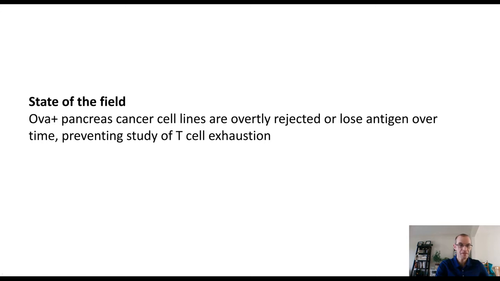So in the basic immunology field, which is where I work, mouse models, there is an ovalbumin positive pancreas cancer cell line that has been made. However, these tumor cells, when they're injected into mice, are overtly rejected or they lose antigen over time. So we really can't study in this model what immunologists would call T cell exhaustion and how T cells respond to treatments like immune checkpoint blockade, sort of exemplified by PD-L1 blockade.